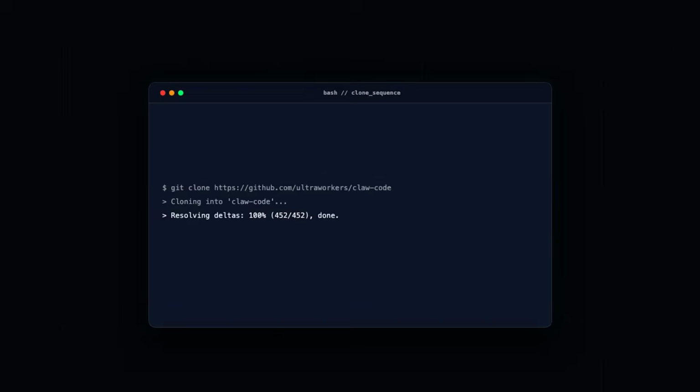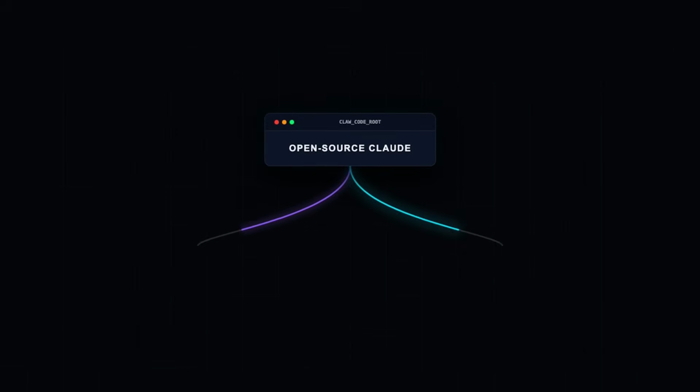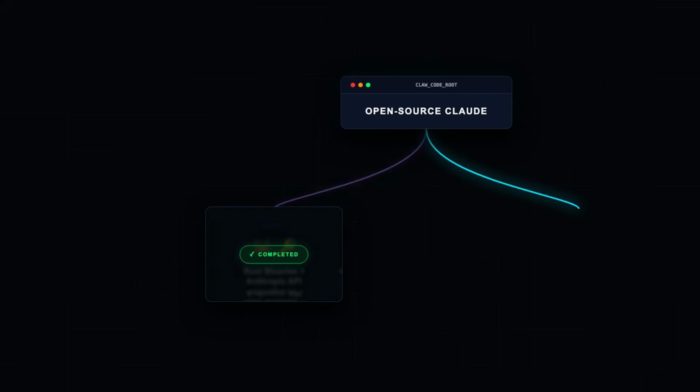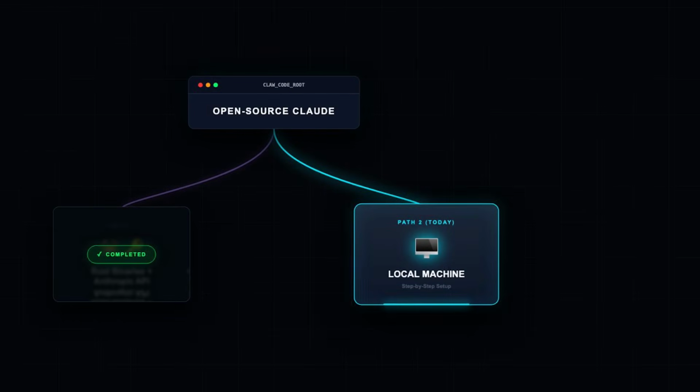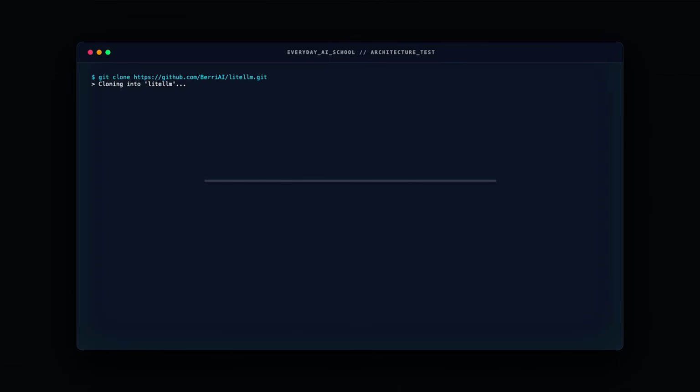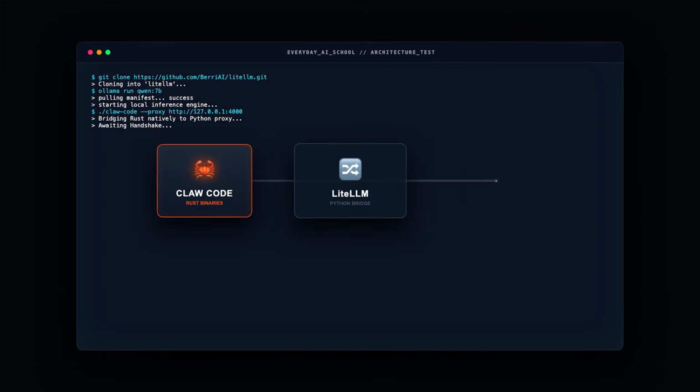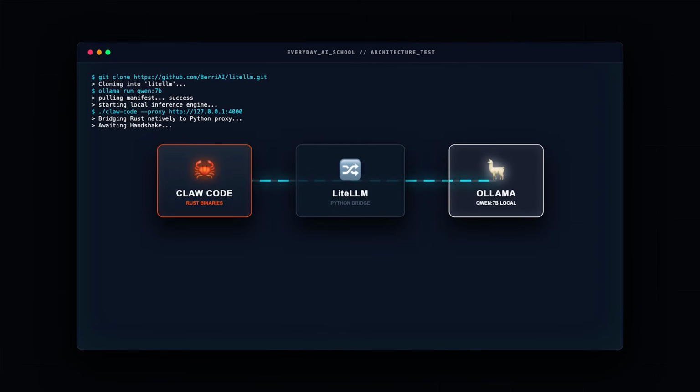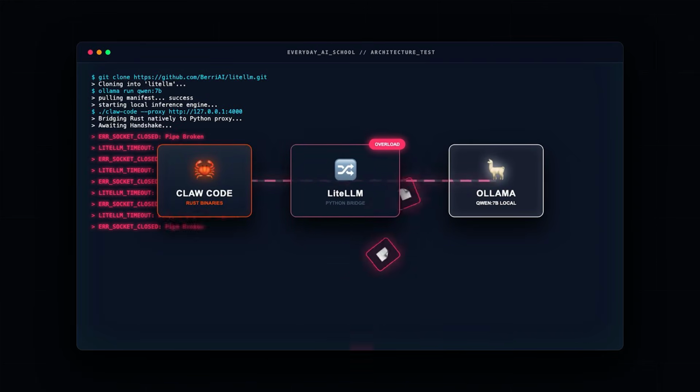In the last video, we looked at how the community cloned Anthropic's leaked Claude code. But the real goal was running that exact setup using free, local models. Here's the reality I found after testing it. Trying to force those Rust binaries through a light LLM bridge is just a headache. It drops files, throws random errors, and honestly, it just wastes your time. So today, we're doing it the smart way.